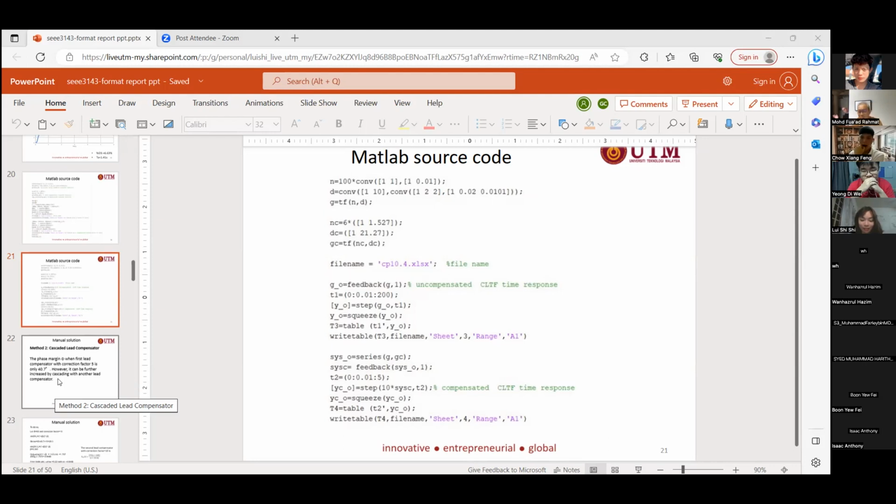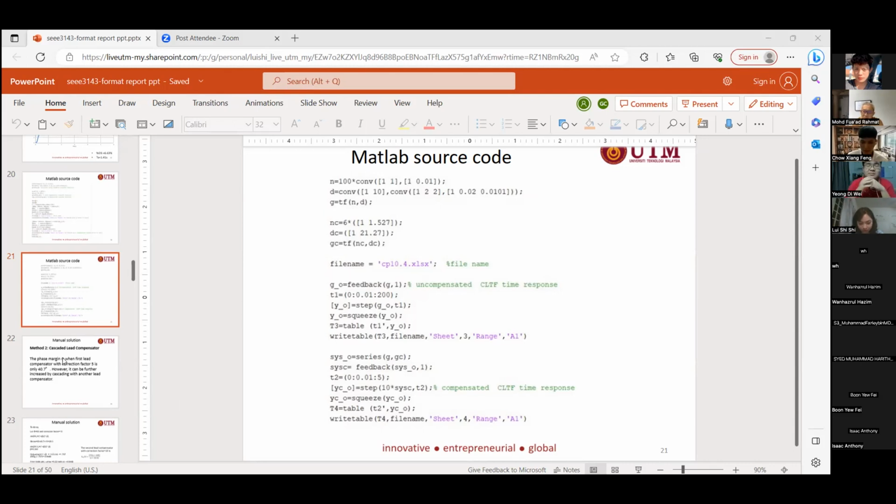Somebody help? For the lead, the PC is greater than ZC. For the lag, the ZC is greater than PC. Okay, number 2.